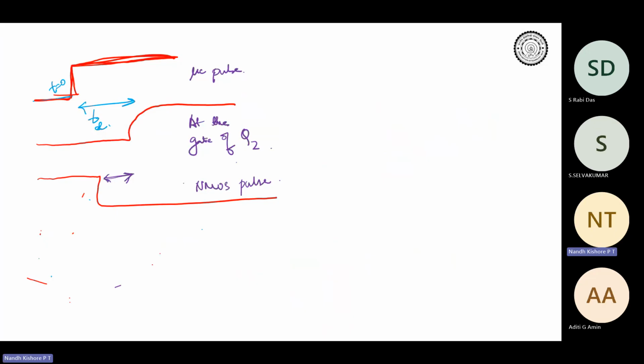Do you understand, both of you? There is going to be a specific time duration for which your NMOS is going to get disabled. So this is one point.